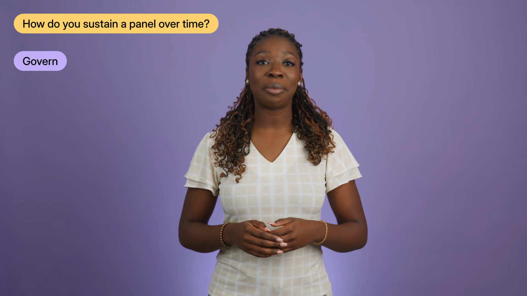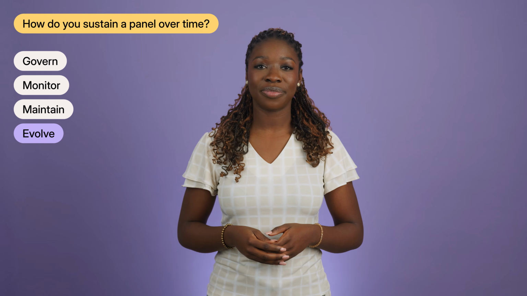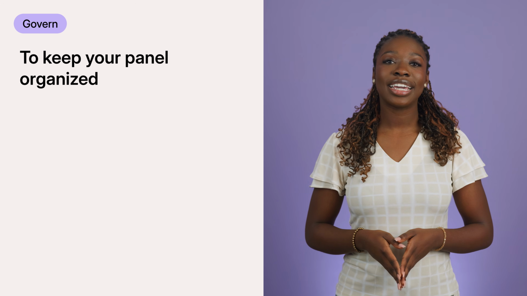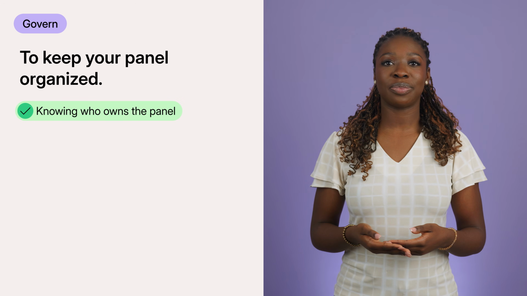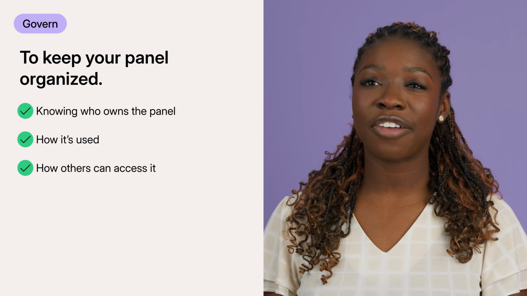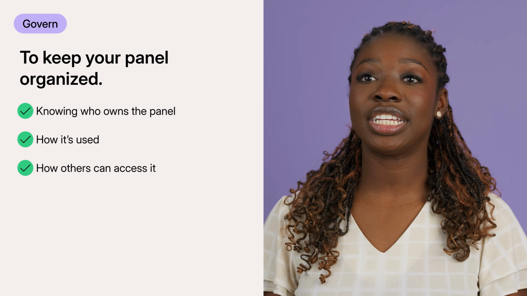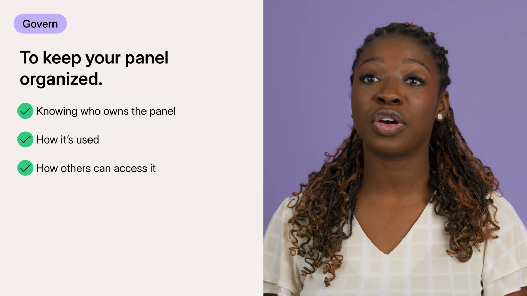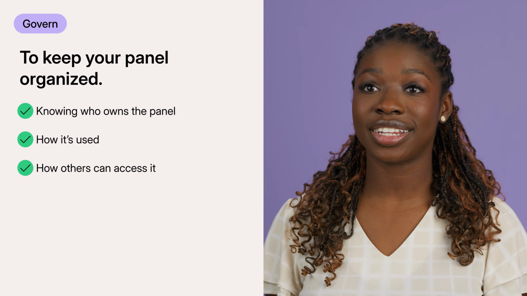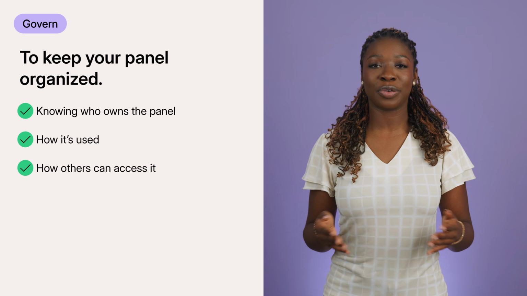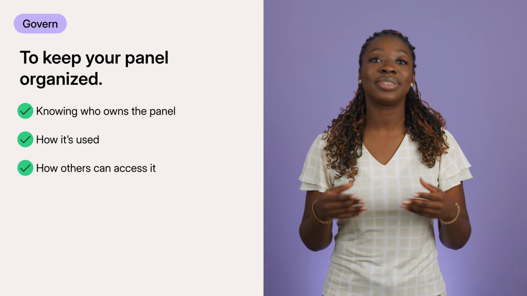We can think of the panel lifecycle in 4 parts: govern, monitor, maintain, and evolve. Governance keeps your panel organized within your organization. It's about clarity, knowing who owns the panel, how it is used, and how others can access it. Without this structure, efforts overlap. Data drifts to other sheets, data security is compromised, and the panel quickly loses reliability because of overcontacting and inconsistent communication. With this structure, recruiting becomes faster for more people in your organization, and coordination becomes easier.